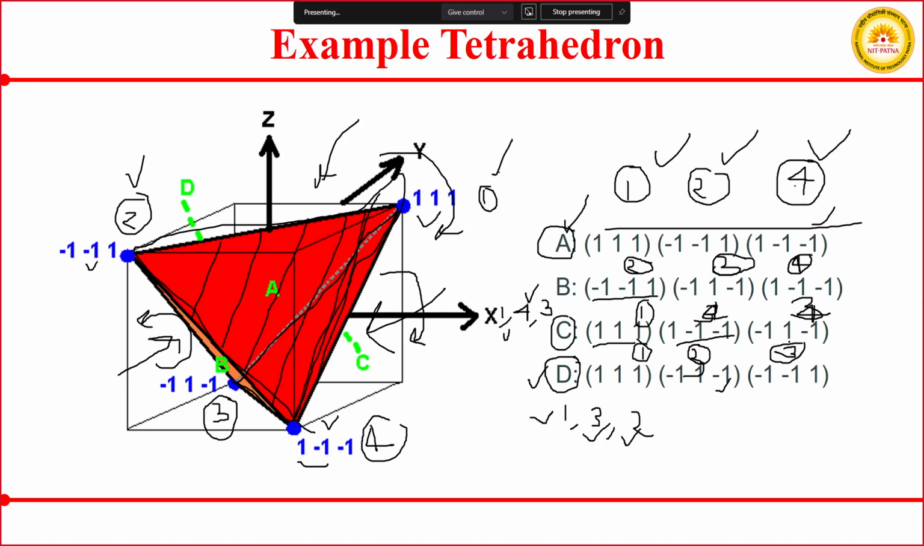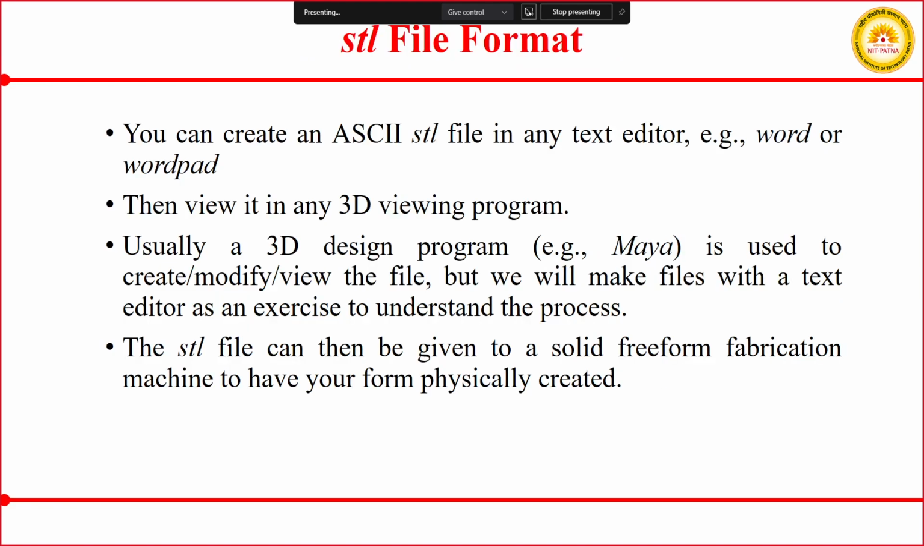I hope it is clear to all of you, or is there any doubt? Okay, so whenever we are seeing any 3D surface which has been represented by triangular surfaces, first we have to list the vertices, then we have to arrange the vertices in sequence such that we are seeing the triangle from outside. This way we can represent that particular triangle.